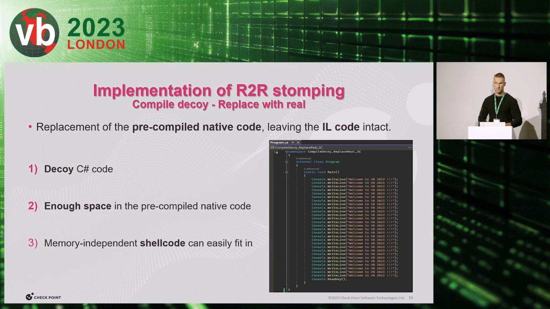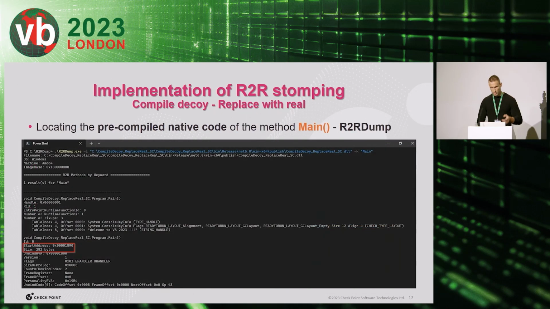And we will be using some memory-independent shellcode because it's the easiest solution how we can replace the precompiled code, and we have no dependencies on the original .NET metadata and things like that. After compilation of the decoy C# code, we get some ready-to-run assembly. But the problem is that we need to actually find the location of the method main of the precompiled code, and we need to get some information about the size of the code.